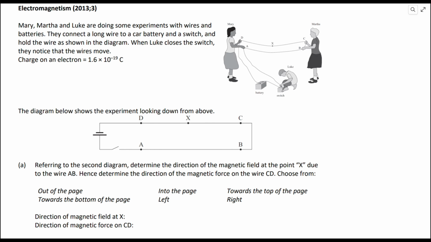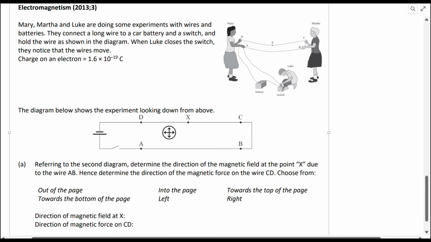Now let me show you a quick example of what we have learned about a current carrying wire placed in an external magnetic field by answering this past NCEA exam question about this topic. So what we have over here is Mary, Martha, and Luke are doing some experiment with wires and batteries, and they connect a long wire to a car battery and a switch and hold the wire as shown in the diagram. When Luke closes the switch, they notice that the wire moves. Charge on an electron is given. Okay. And over here it says the diagram below shows the experiment looking down from above.